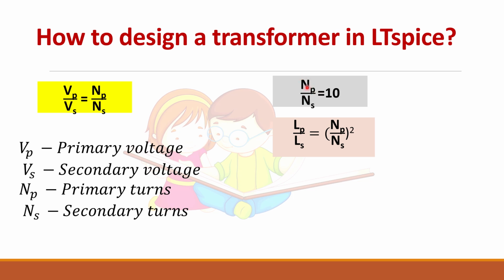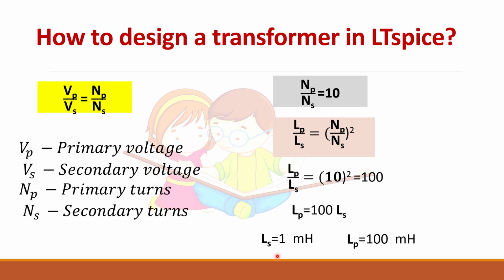But the inductance and the number of turns have a relationship. LP by LS is equal to NP by NS the whole square. So with this, we can calculate the value of the inductance. NP by NS we calculated as 10, so 10 square is 100. So in this LP by LS, we can assume one thing. For example, LP is equal to 100 LS. I'm assuming that LS is 1 millihenry. You can take any value you want, and find the other one. So you are fixing one value as 1 millihenry so that you will find the primary value. Now with this, we will simulate it.